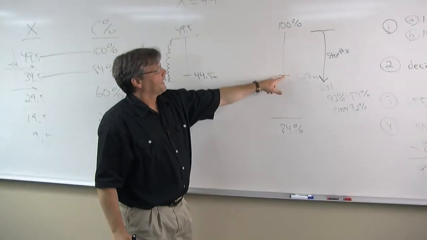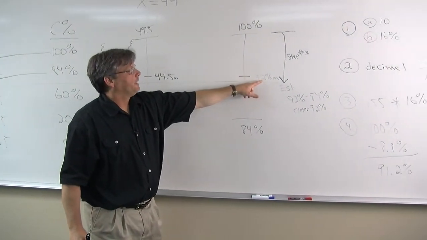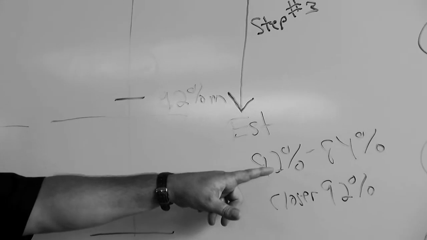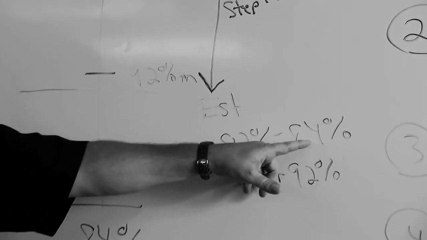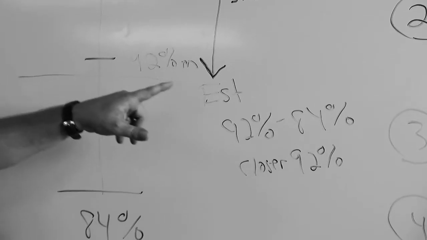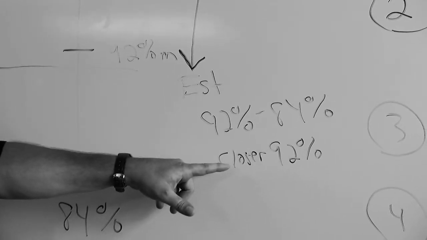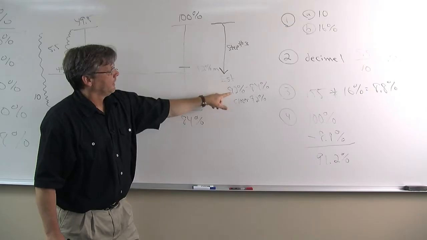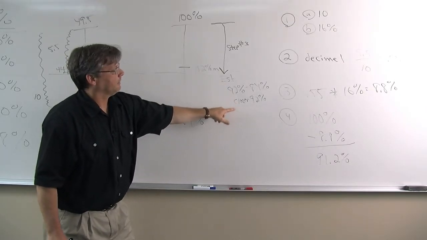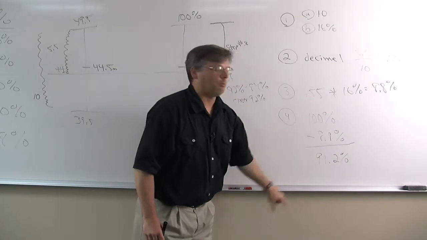So in the second scale, with a midway point of 92%, we said we have to be below 92%, and of course we have to be above the bottom of 84%. Naturally, we're closer to 92% than to the bottom of 84% because we're real close to the midway point. Notice how well this estimate fits with our final answer, 91.2.